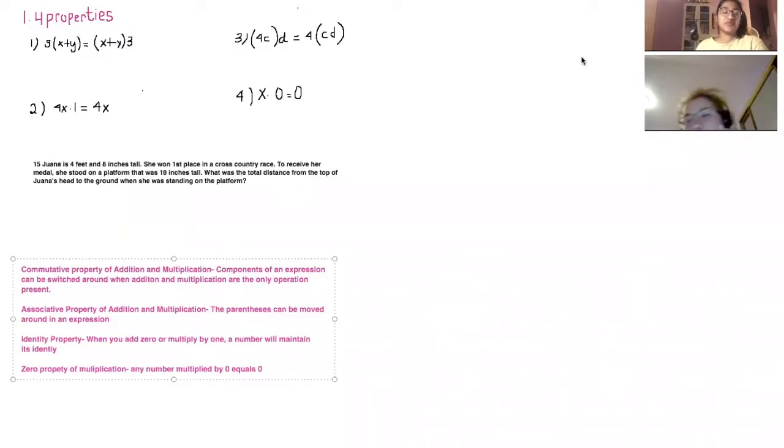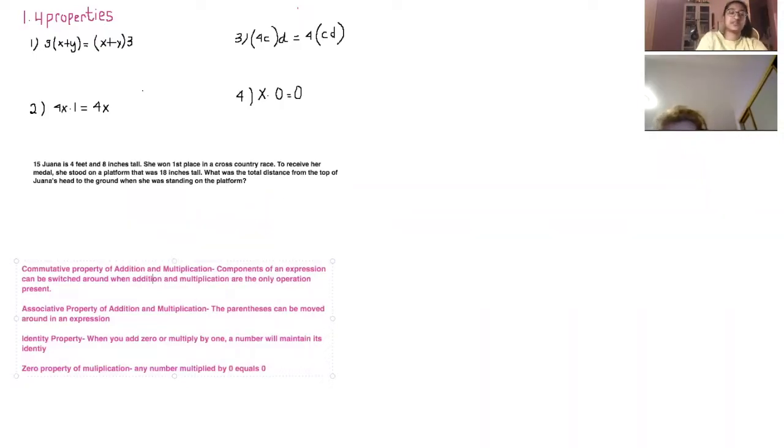So today we will be going over basic properties in pre-algebra, which consist of the commutative property of addition and multiplication, the associative property of addition and multiplication, the identity property, and the zero property of multiplication. The commutative property of addition and multiplication is when components of an expression can be switched around when addition and multiplication are the only operations present.